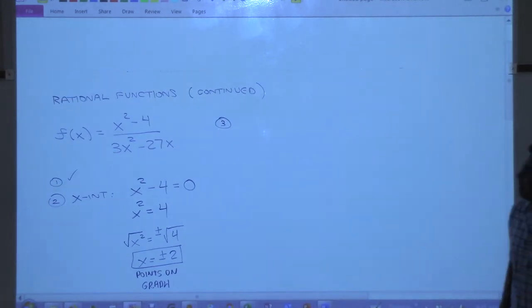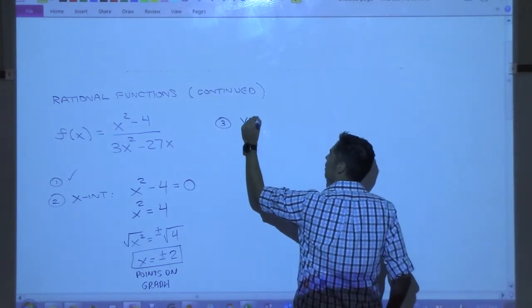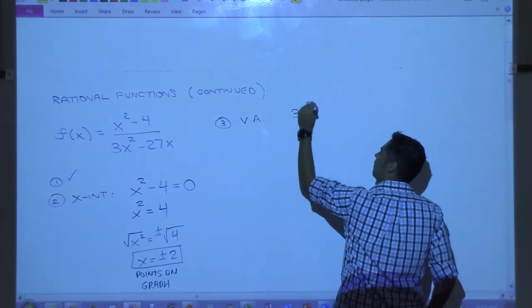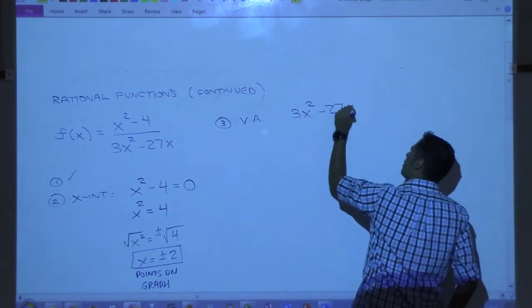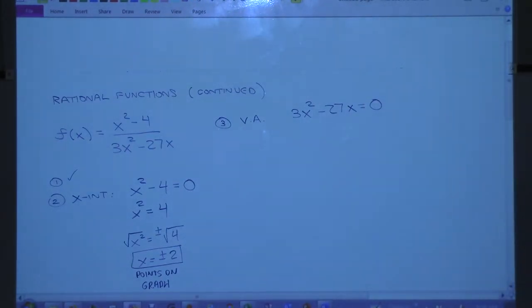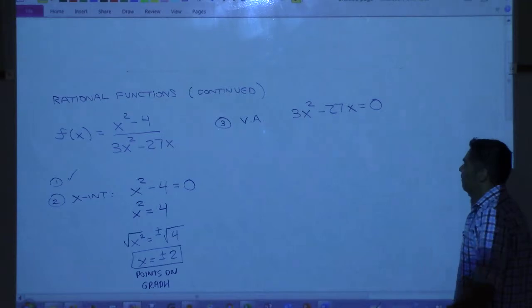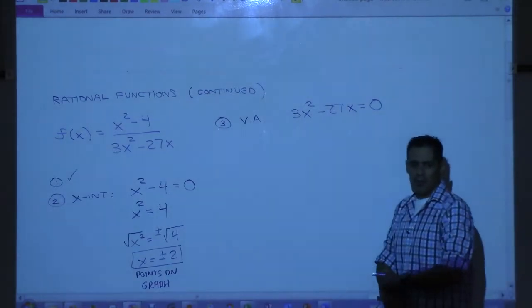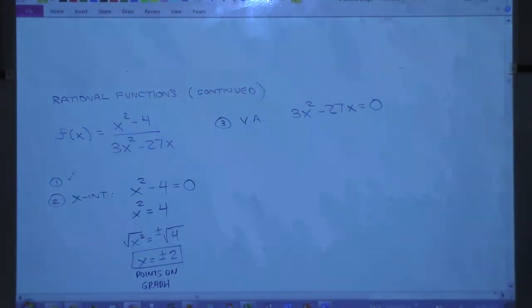Zeke, what's step 3? Vertical asymptote. Okay, and how do we find those? Set the denominator to 0, right? Okay, Zeke, any ideas on how to go about solving that equation? What type of equation is it? Quadratic. Quadratic, okay. Is it one of the special ones? Like, is it missing a piece? Yeah, it's missing that constant term, right? So do you recall how to do that one?